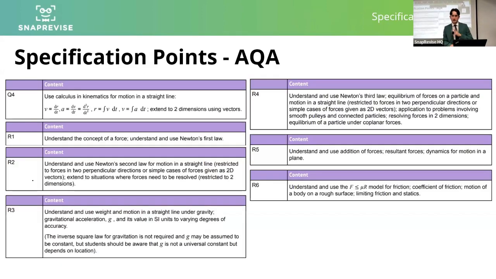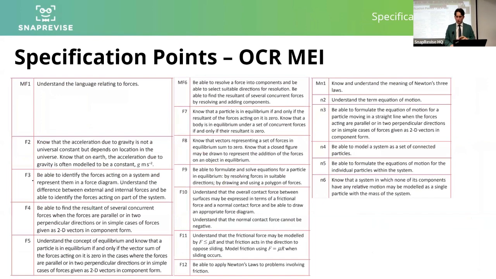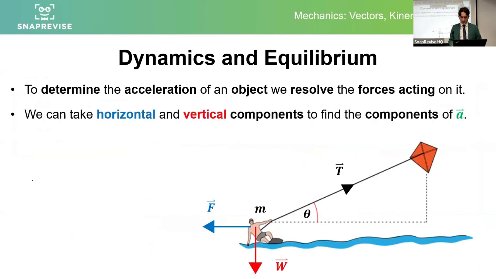So forces and force diagrams: we very much start even early on in year 12, and it's a skill that sees us through the whole course. So let's look at this situation. To determine the acceleration of an object, we resolve forces. We know some key things. We know F = ma, Newton's second law, and sometimes the forces are equal to 0, depending on what's happening.